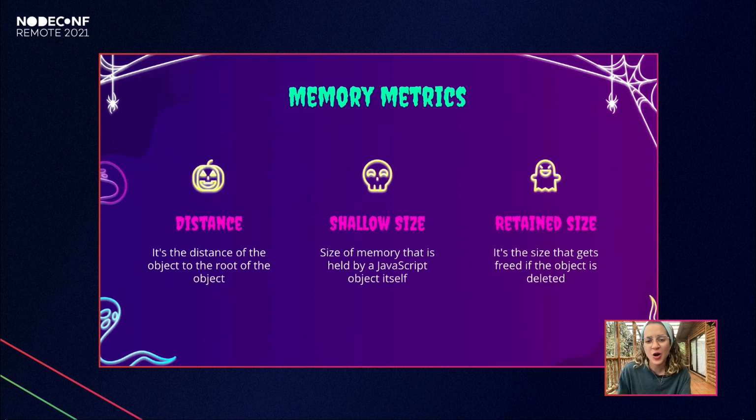Distance is the distance of the object to the root object. The root of the object means that if your object is deleted, it has no parent object. Then the shallow size is the size of the memory that is held by the JavaScript object itself. And the retained size is the size that gets freed up if the object is deleted. If you have an object with a very small distance, it can free up more space because it has more children, and the children get deleted recursively if the parent is deleted.